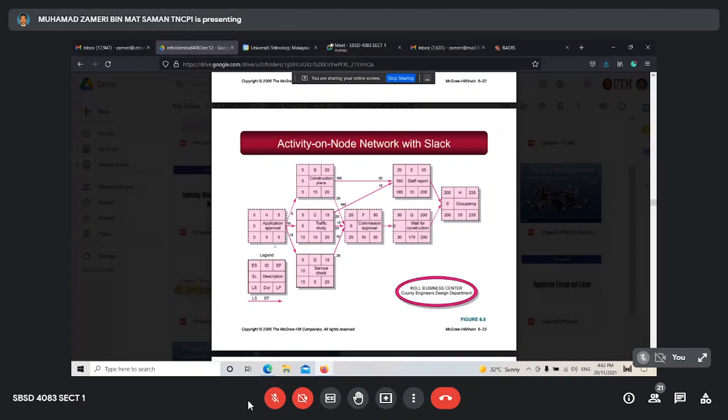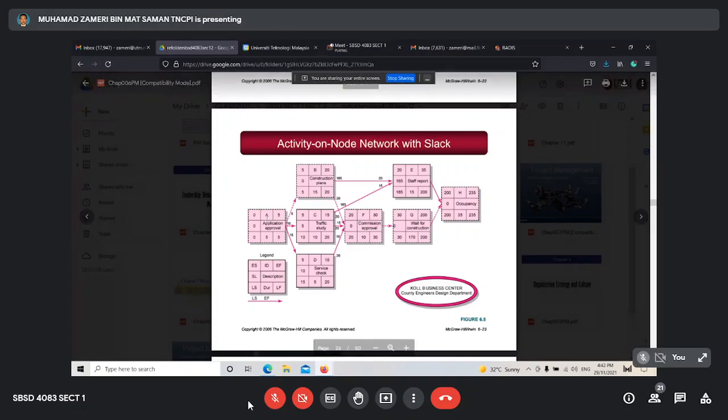So, okay. And then here, slack time 10, 15 minus 5. So that means this activity you can delay 10 days. This one slack time 0, 20 minus 20, cannot delay. This one slack time 165. That means you can delay this activity 165 days. This one 0, cannot delay. This one also 0, cannot delay.